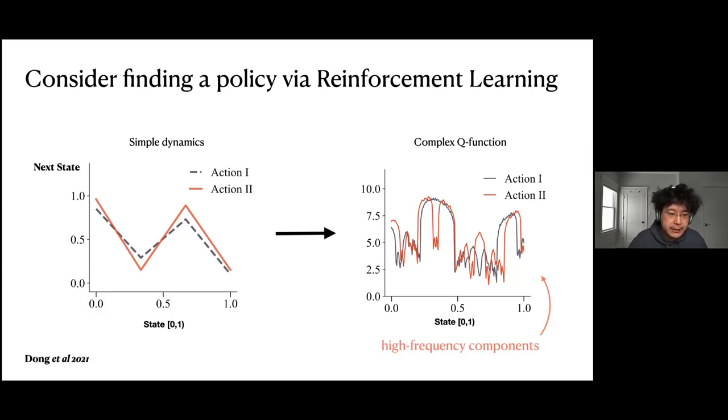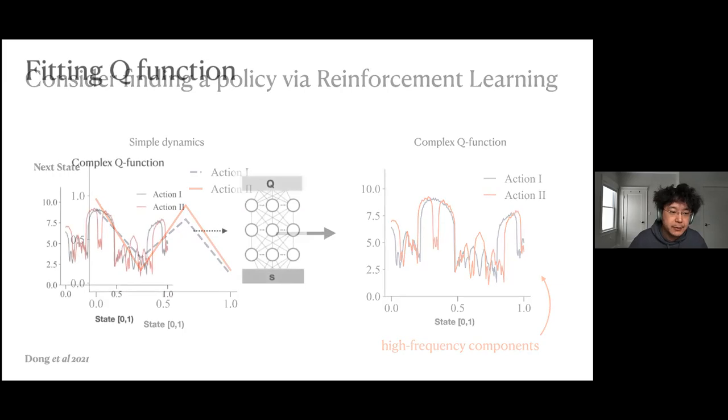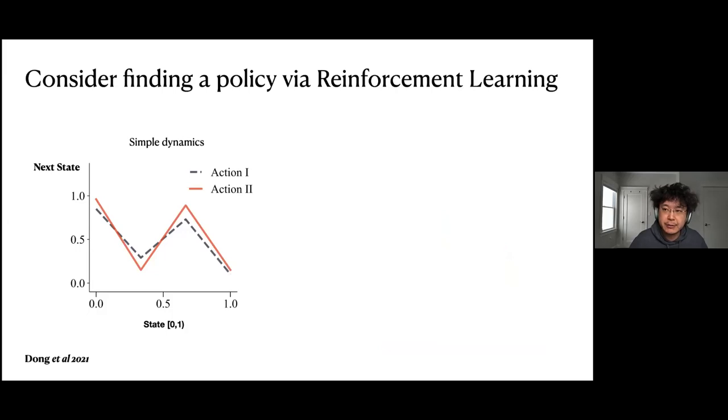Notably, these very complex Q functions have a lot of high frequency components, which show up as little spurious peaks in the ground truth value function. Here, the two colors correspond to the Q function for each of the actions, because the Q function is also parameterized by the action. So there are actually two Q functions for this MDP with a discrete action space of two actions.